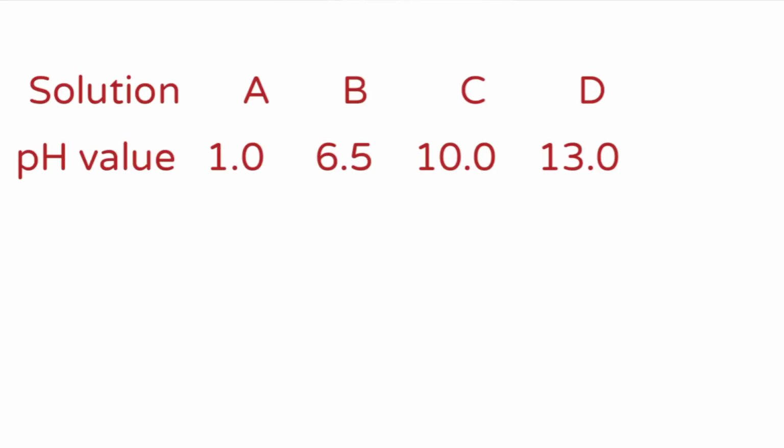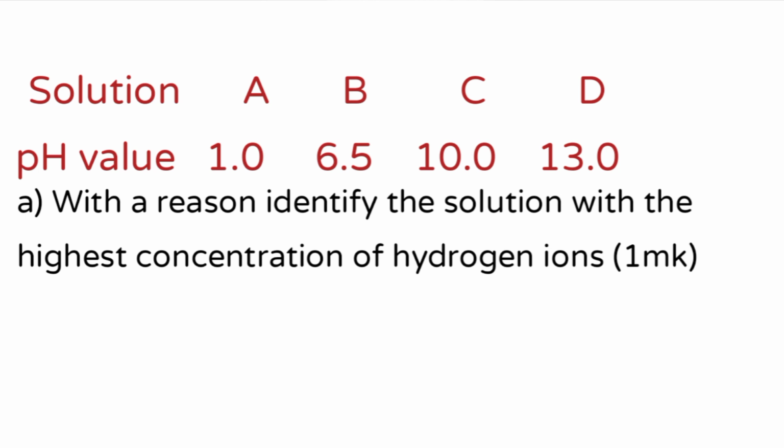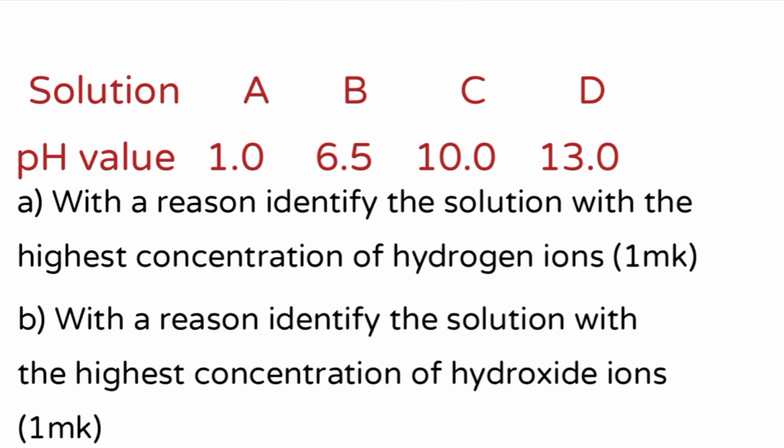Here we have a sample quiz. We have solution A, pH value 1.0, solution B, pH value 6.5, solution C, pH value 10.0, solution D, pH value 13.0. With the reason, identify the solution with A, highest concentration of hydrogen ion. So the answer is A, because we said that a strong acid has high concentration of hydrogen ion. Therefore, pH 1.0 is a strong acid. B, lowest concentration of hydroxide ion. You can try that one.